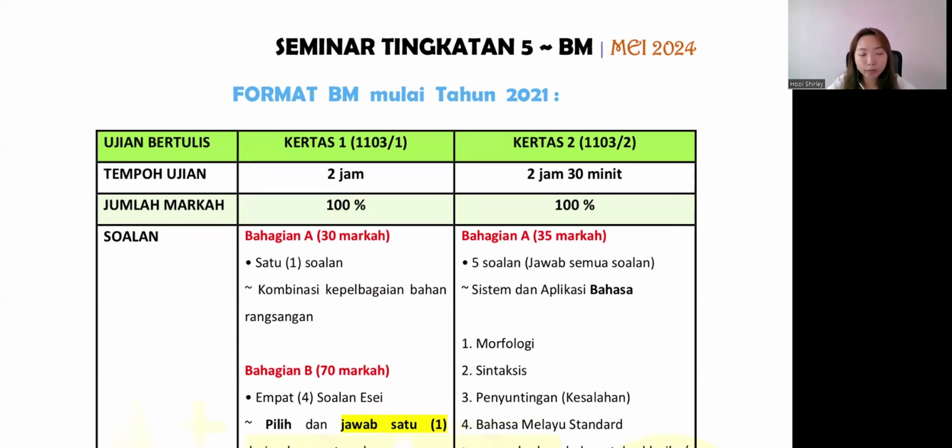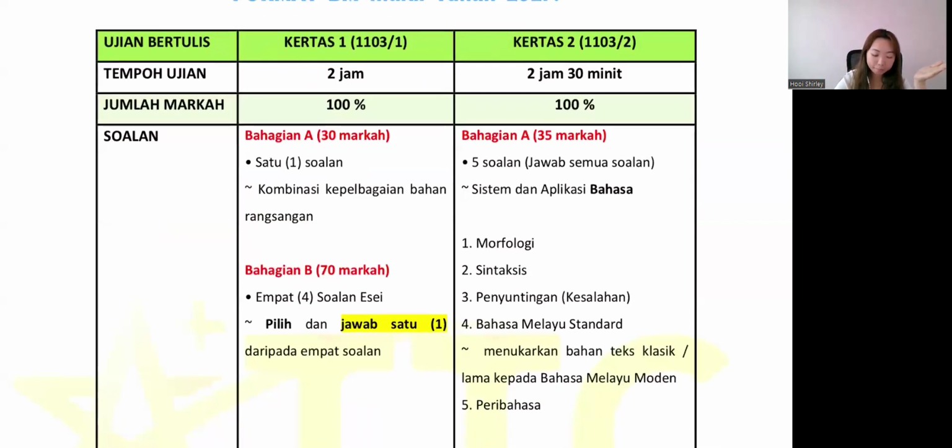So for the first one, your karangans, you will have 2 sections: bahagian A and bahagian B. Later we'll go through the technique. I will give you a general idea on every time when we do karangans, what are the steps: to read the questions first, to do the analysis, then after the analysis, to think of the draft, and then you may start. Especially the karangans bahan rangsangan.